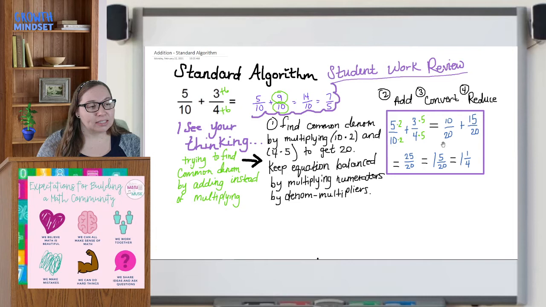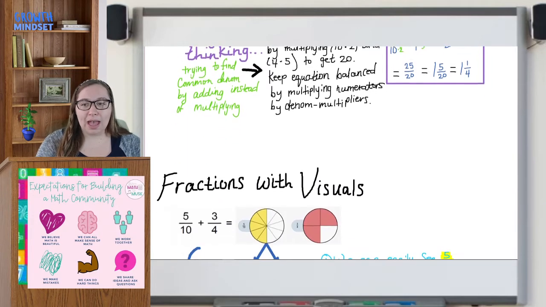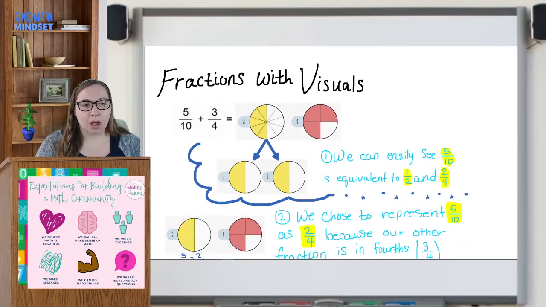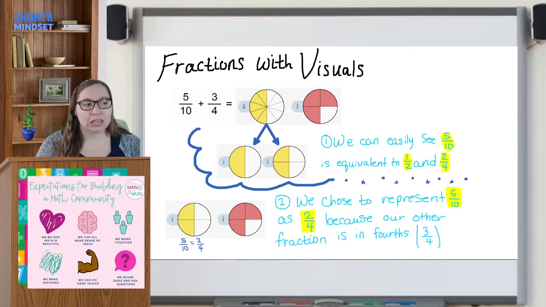Now if we look at this, it's a lot easier to be able to add 10 over 20 plus 15 over 20 gives us 25 over 20. Notice now that this is an improper fraction. 20 goes into 25 one time. It gives us a remainder of 5 over 20, and both 5 and 20 can be divided by 5 to give us 1/4. So the answer here is 1 and 1/4. Okay, so that's the standard algorithm. But we're going to go ahead and look at this same problem using fractions with visuals.